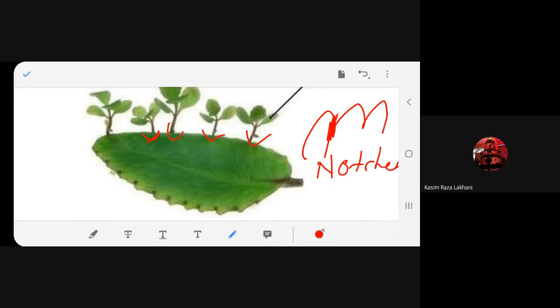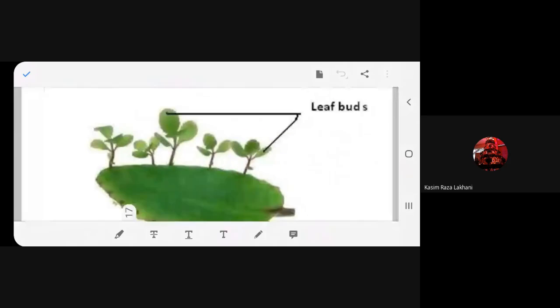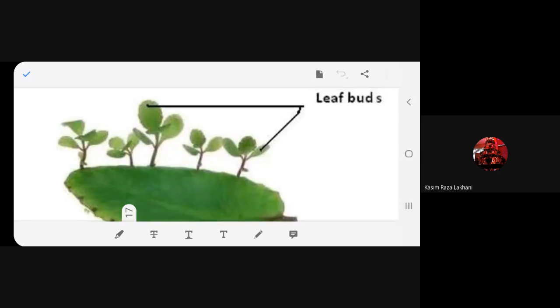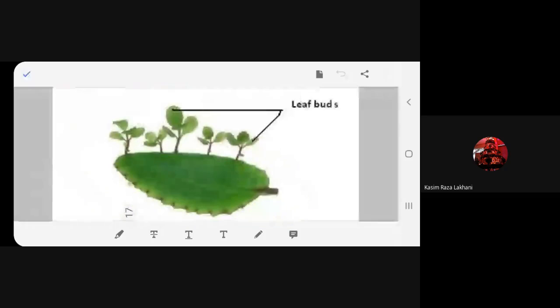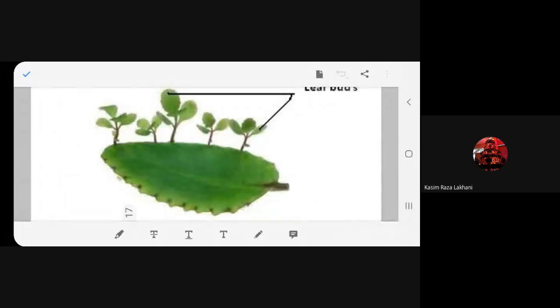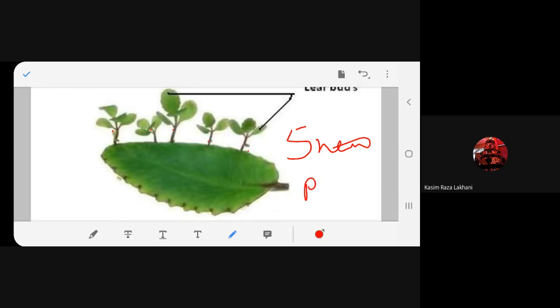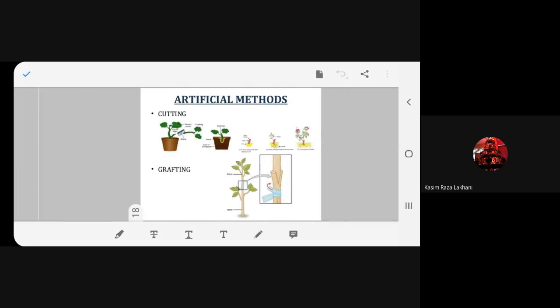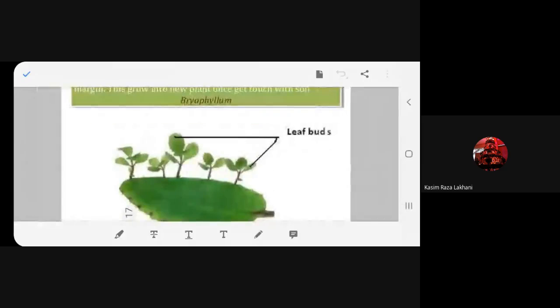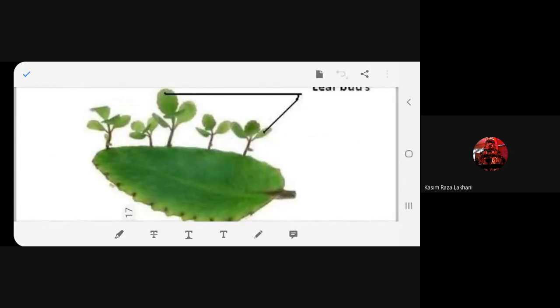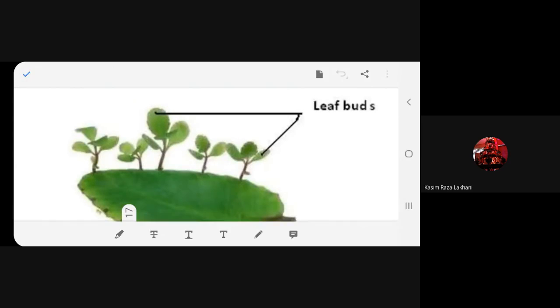You see this plant over here? These are leaf buds. And when this leaf falls and touches the soil, I will have one, two, three, four, five new plants. Got it? So from one leaf, I got so many plants. So this is also vegetative propagation with the help of leaves. I hope you have understood.